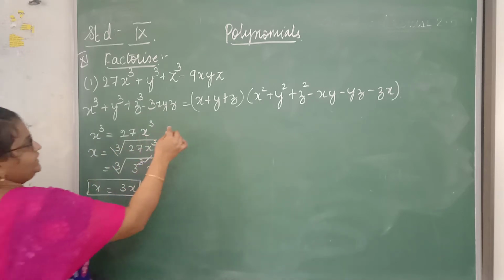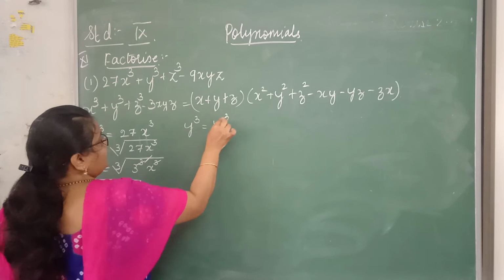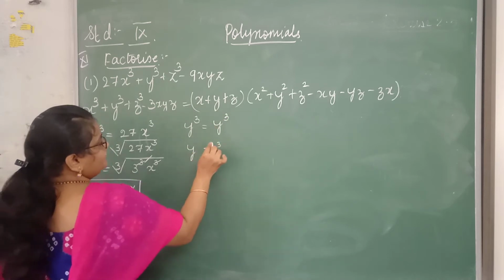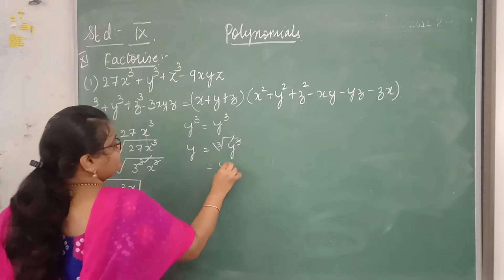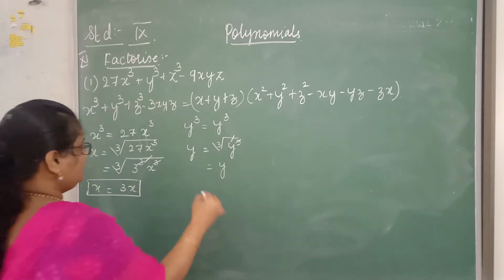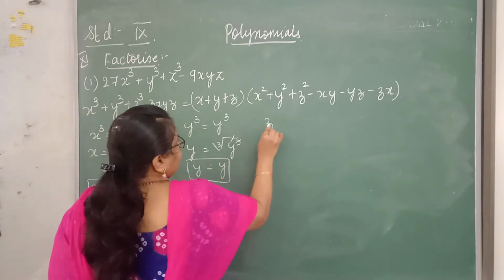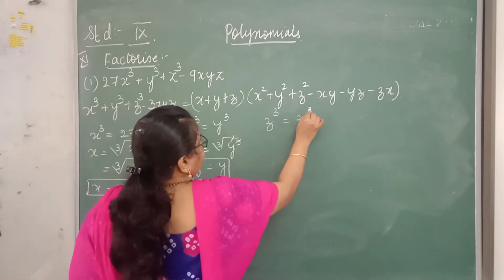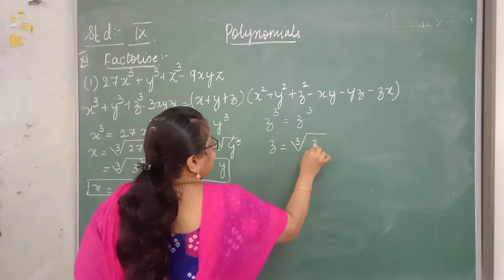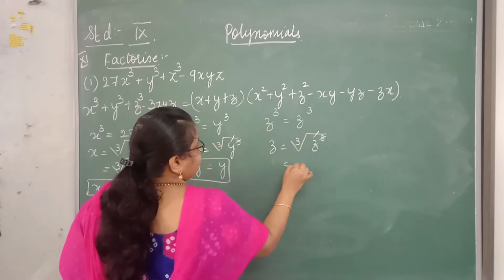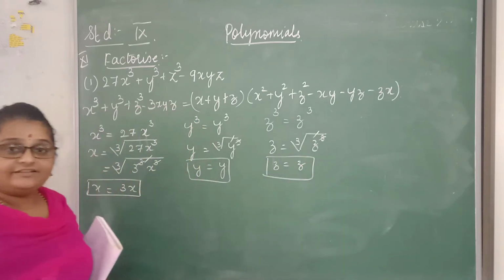So coming to the y cube. So y cube, in place of y cube we are having y cube. y is equal to cube root of y cube. Cube root gets cancelled. y is equal to y. So in place of y we are having y. Similarly z cube is equal to z cube. z is equal to cube root of z cube. Cube root gets cancelled. In place of z we are having z only.